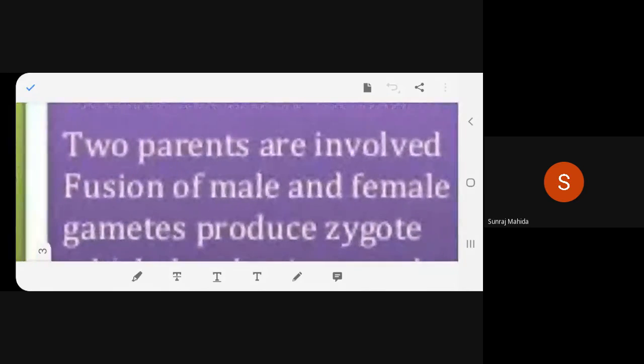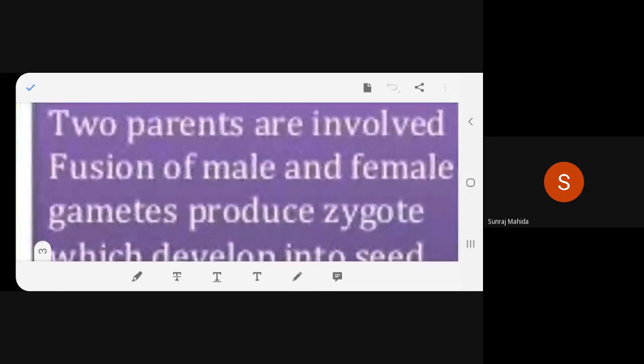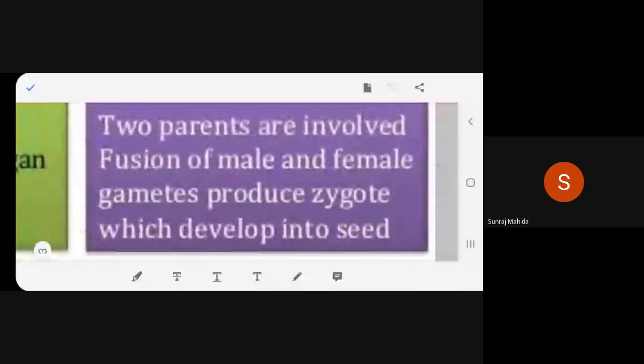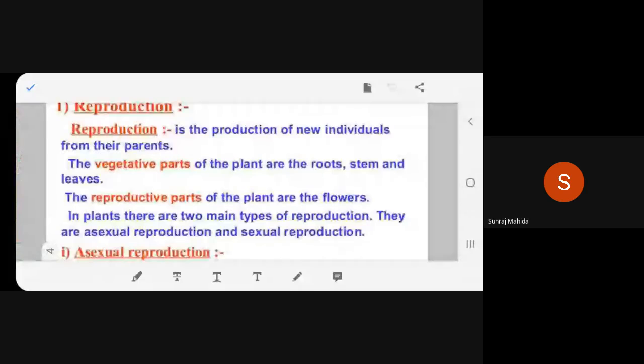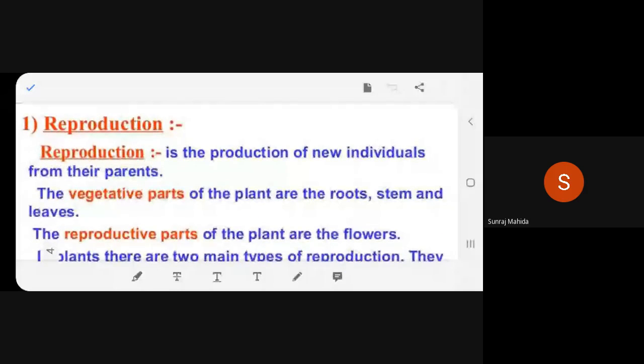What happens over here? Here two parents are involved, male and female. Male and female have cells which are known as gametes. When they unite, they form a zygote, and when the zygote further develops, it develops into a seed. And from the seed, we get a baby. You got it? That baby plant, isn't it? When the seed germinates, we get a baby plant. Do you agree? When you put a seed in the soil, you get a baby plant, isn't it?